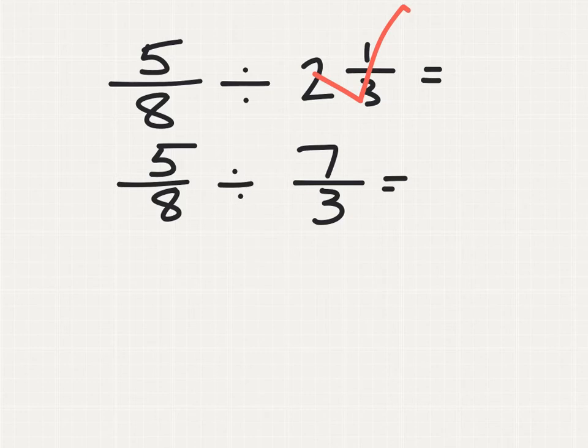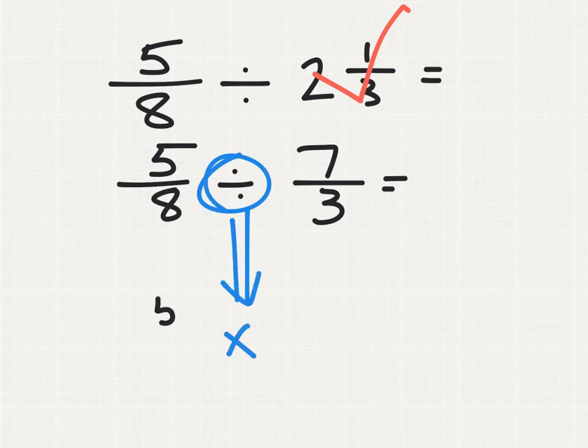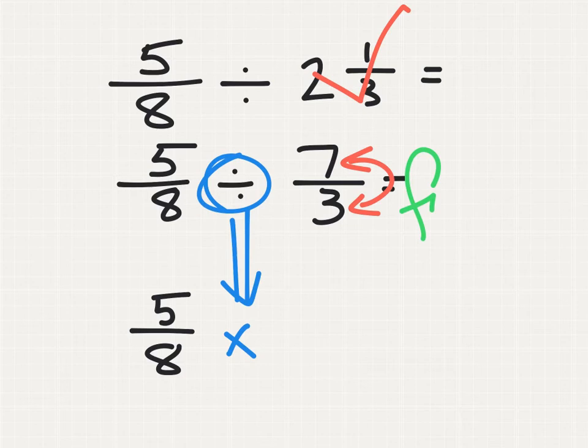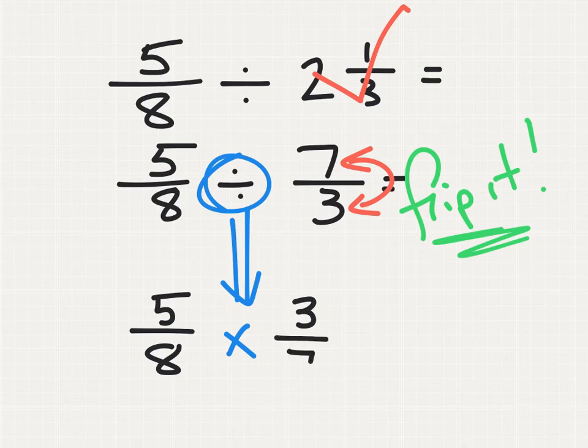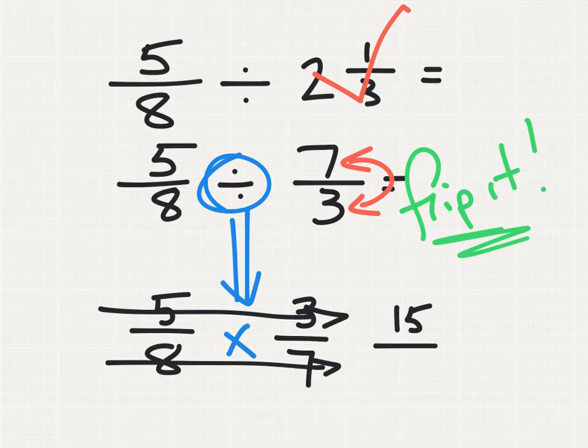5/8 divided by 7/3. Now remember, we're not dividing, we're multiplying. We have 5/8 times the reciprocal of 7/3. Don't forget to flip it. 5/8 times 3 over 7. 5 times 3 is 15. 8 times 7 is 56.